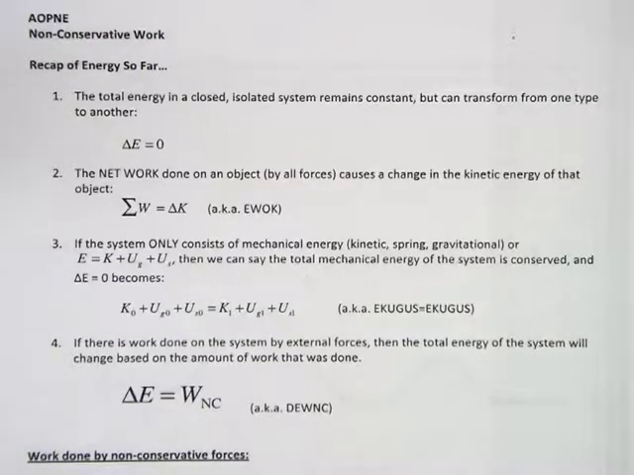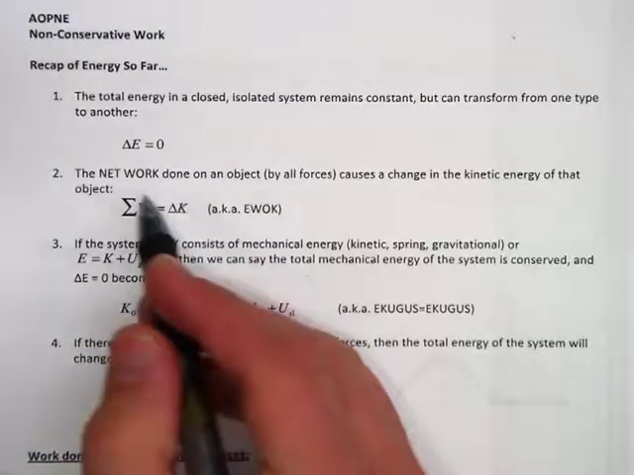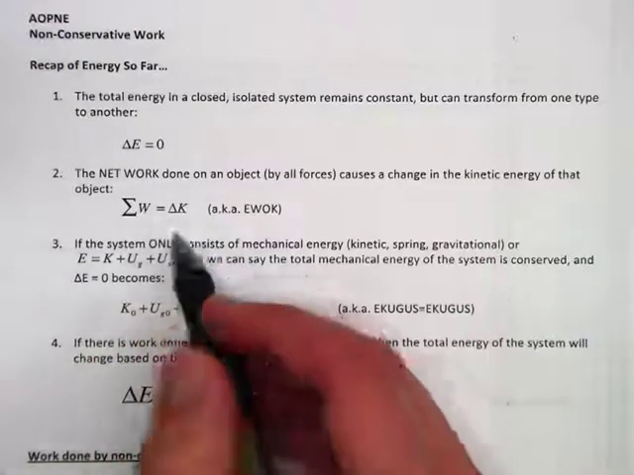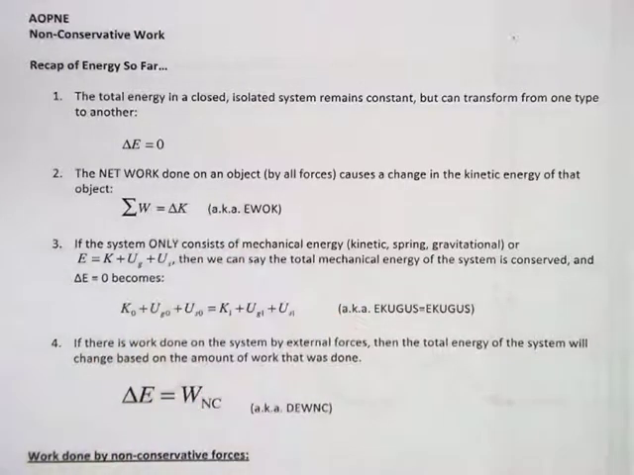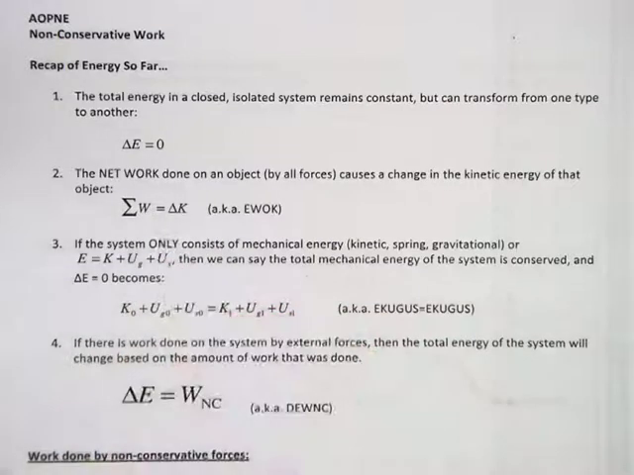When you have forces outside of that system doing work, then you're going to change the amount of energy. So we want to see what's the difference between conservative forces doing work and non-conservative forces doing work. We've talked about work in general, and if we take all the forces, conservative or non-conservative, doing work on an object or a system, that will cause a change in kinetic energy of the object or system, and that's where our EWOC comes from.